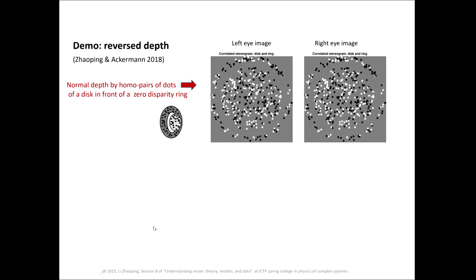To demonstrate this illusion, let's start with normal depths without this illusion using this random dot stereogram. Left eye image and right eye image. The binocular corresponding dot pairs are homopairs, and this stereogram depicts a central disk in front of a surrounding ring. Try to free fuse these two images, and you should see the disk at a different depth from the ring. Can anybody free fuse? Maybe mostly not. So later we will use these glasses. Let's continue with this.